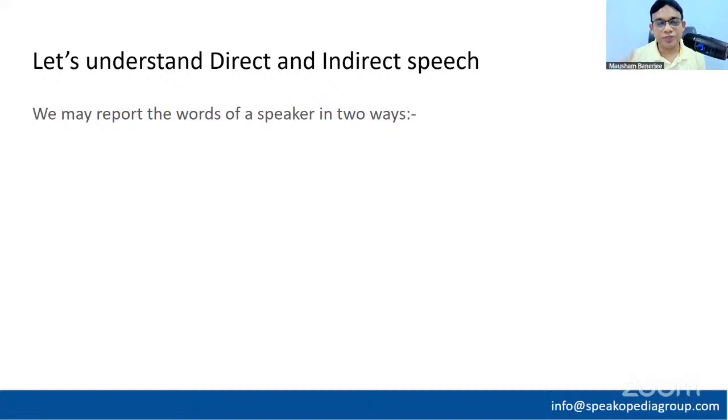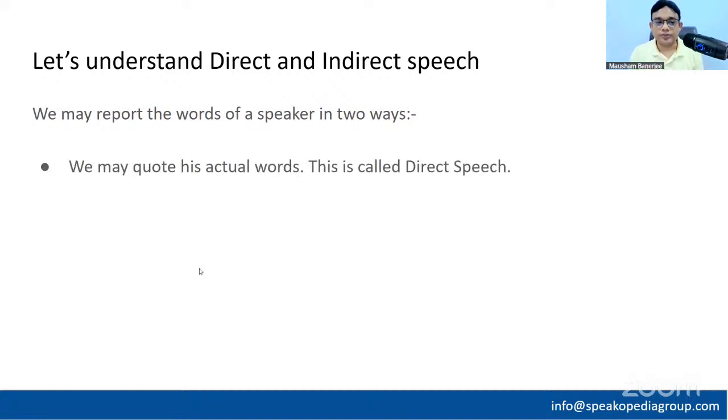The first one is direct speech, where I directly quote what person A said to person B without making any change in between. That is called direct speech. Or I can use indirect speech, where I make certain changes and I reframe the sentence in my own way. That is called indirect speech. Once we go through the examples, you will have clarity. So let's see this. We may quote his actual words. So let's say I'm listening to person A and person A is speaking to person B. When I quote his exact words, what A said to B, when I'm quoting exactly what he said without making any change, that is called direct speech.